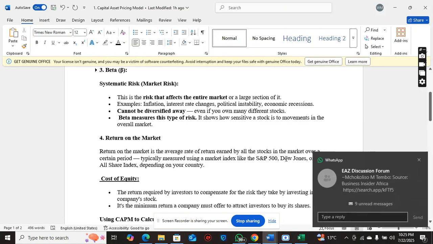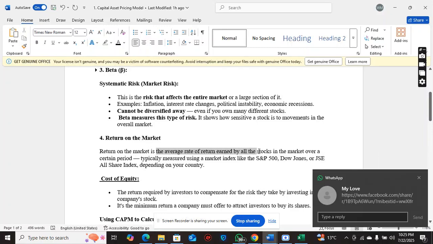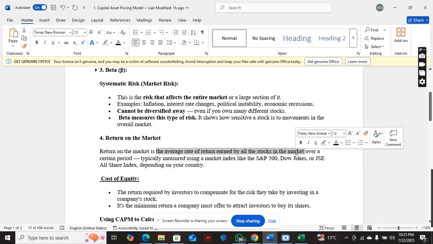Then you've got the return on the market. That is the average return earned by all stocks or all shares in the market. So if we say the return on market for the Lusaka Securities Exchange, LUSE, is 10%, it means on average, if you invest in any company there, you are going to at least earn an average return of 10%.